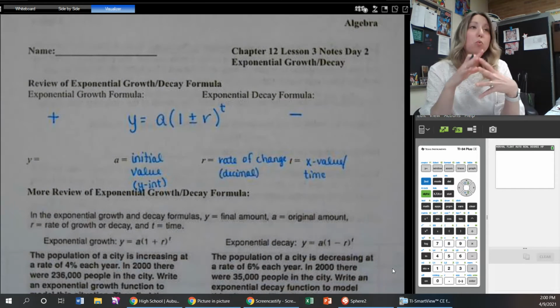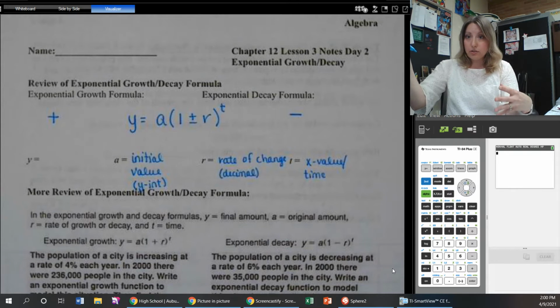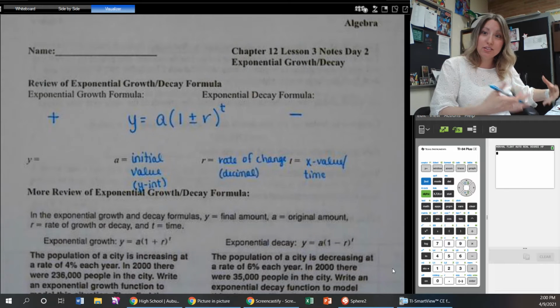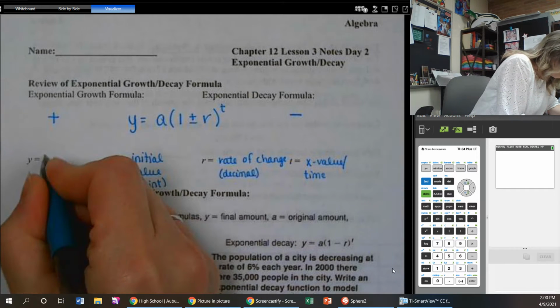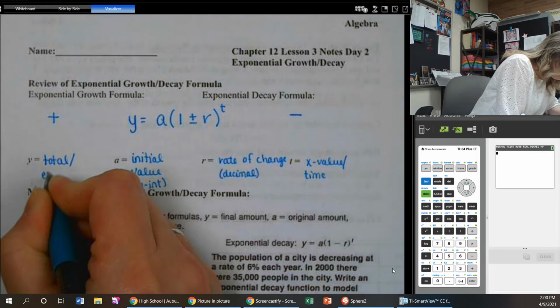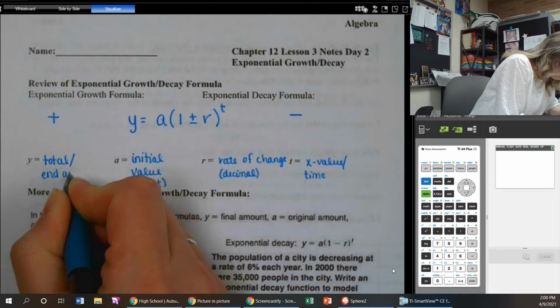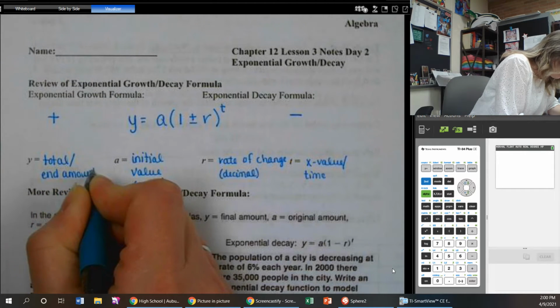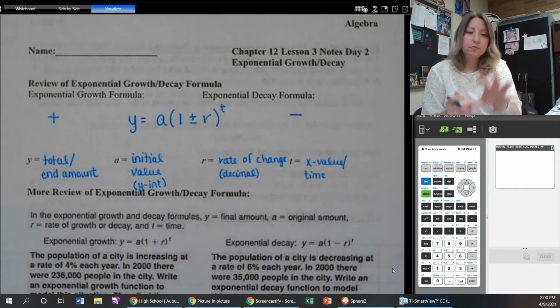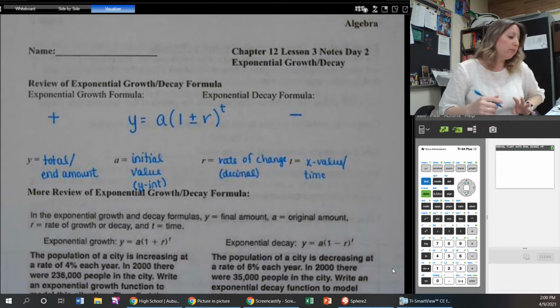That is the variable we'll know and test to find the matching y, which is the total or end amount. The thing we're looking for that matches this. Okay, that's what that y is.